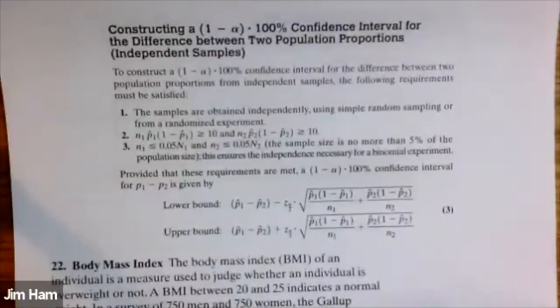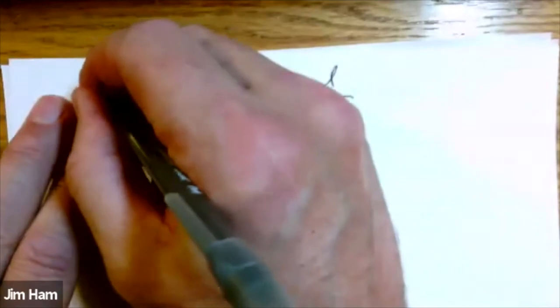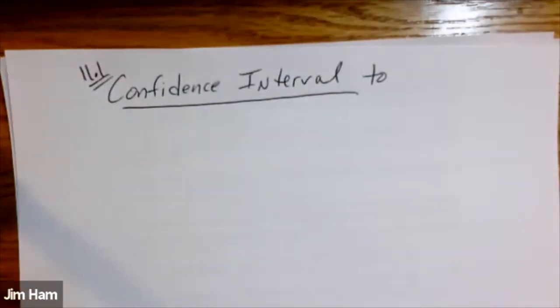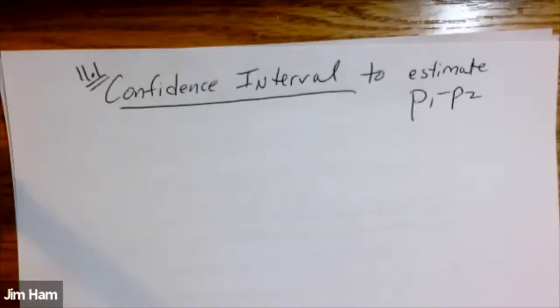All right, so the way that we interpret a confidence interval in this case is a little bit different. So let me show you how that works. So what does a confidence interval mean in this case for section 11.1? Well, remember that confidence intervals allow us to estimate something. Back in chapter 10, we were estimating a population mean or estimating a population proportion. In this situation where we have two groups, we're going to estimate P1 minus P2. So that's what we're estimating here.